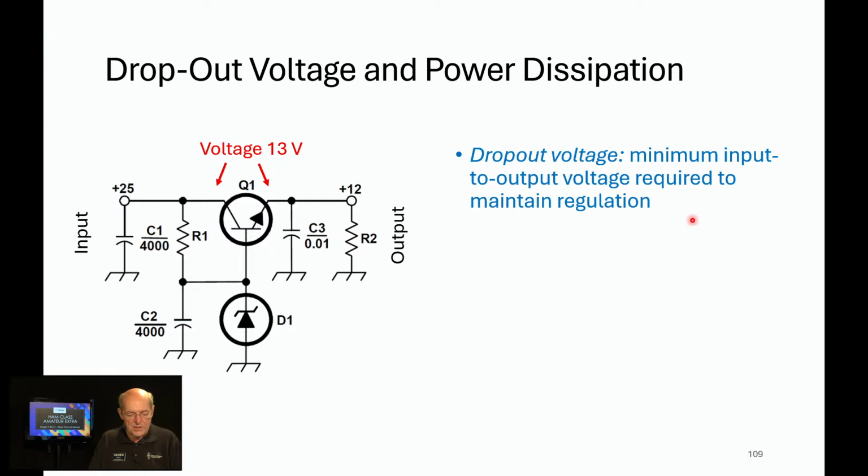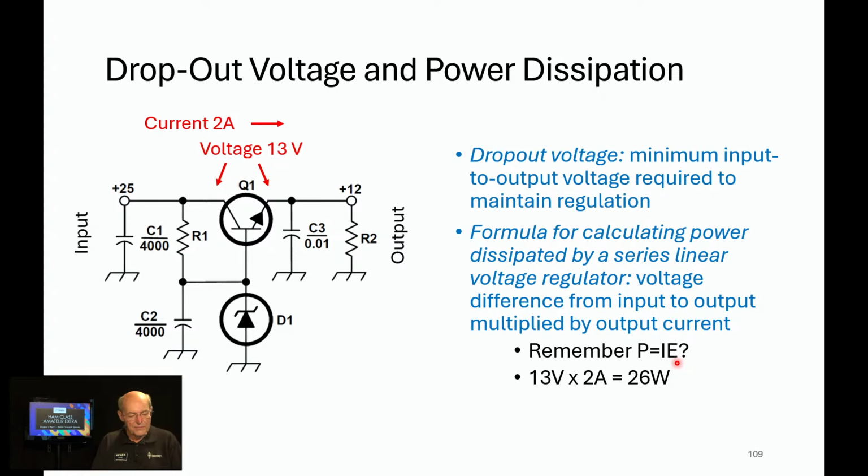Now, there's a definition here for dropout voltage. At some point, if for whatever reason this input voltage got lower and lower, eventually it would get low enough that the poor little transistor wouldn't be able to hold the output up to 12 volts. I don't know if that would be 13 volts or 14 volts, but at some point the transistor would stop regulating. The minimum input to output voltage required to maintain regulation is that definition.